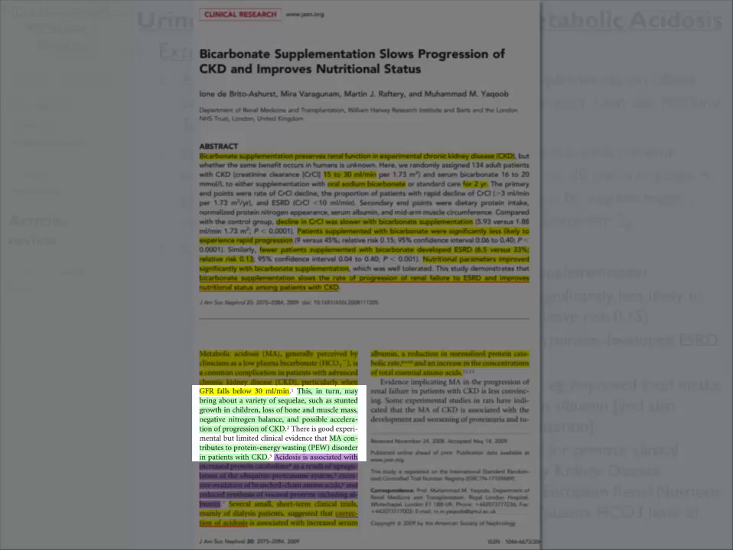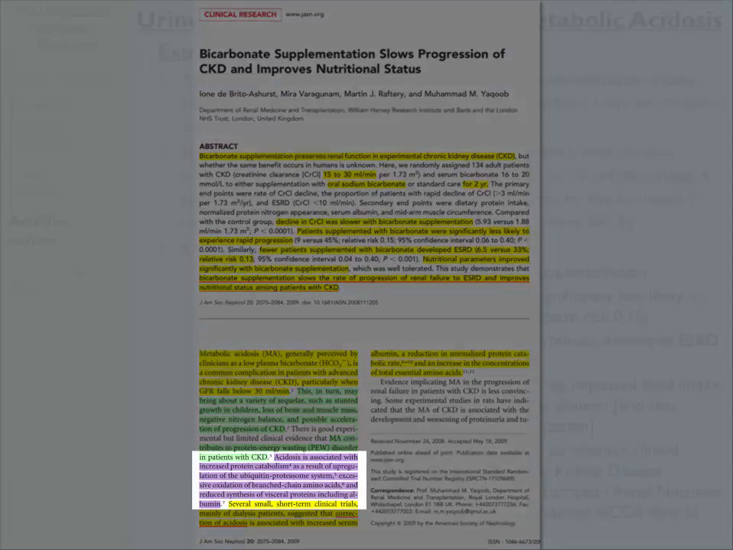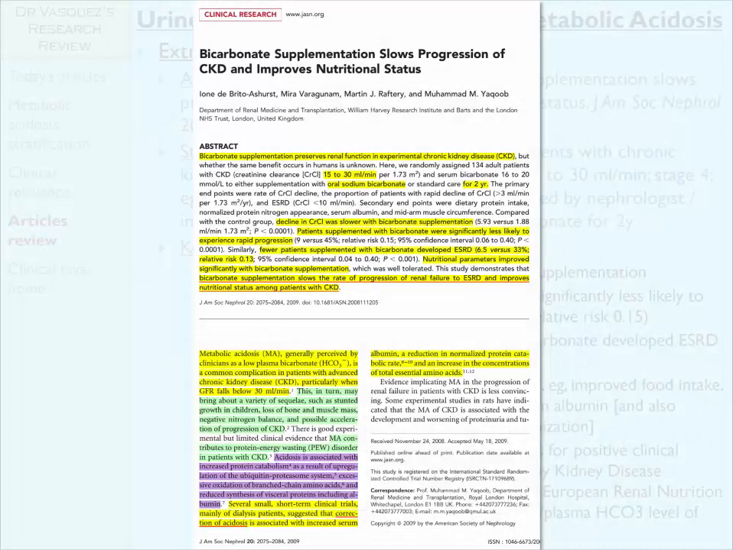Again, they notice that metabolic acidosis contributes to protein energy wasting in patients with chronic kidney disease. They also state that acidosis is associated with increased protein catabolism as a result of the upregulation of the ubiquitin proteasome system, excessive oxidation of branched-chain amino acids, and reduced synthesis of visceral proteins, including albumin. Several small short-term clinical trials, mainly of dialysis patients, suggest that correction of acidosis is associated with increased serum albumin, a reduction in normalized protein catabolic rate, and an increased concentration of total essential amino acids.